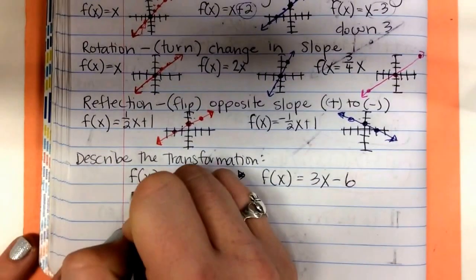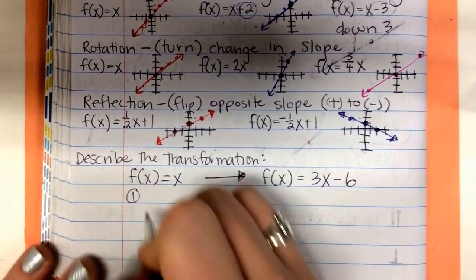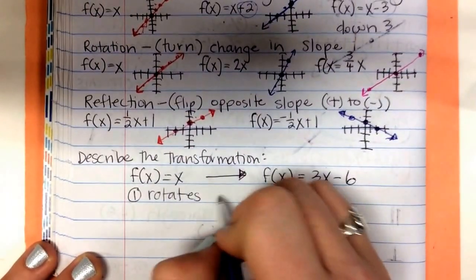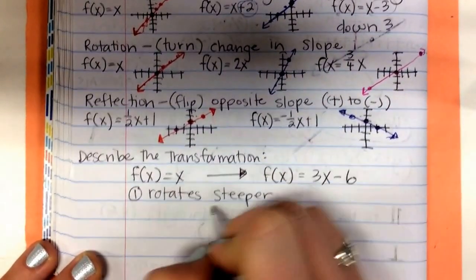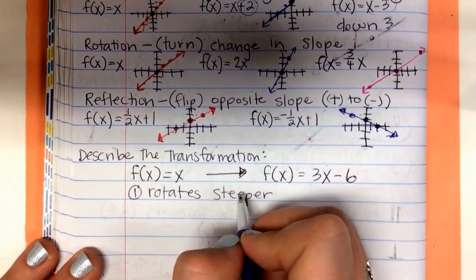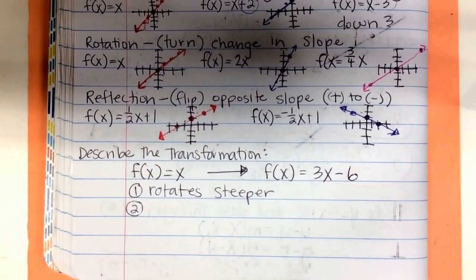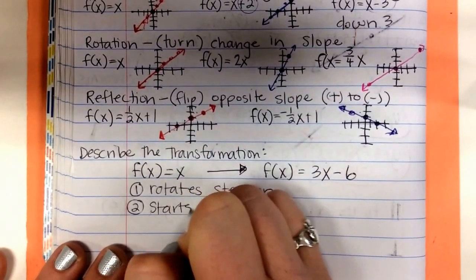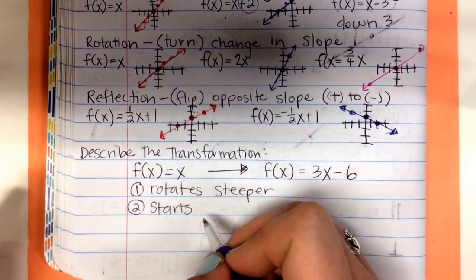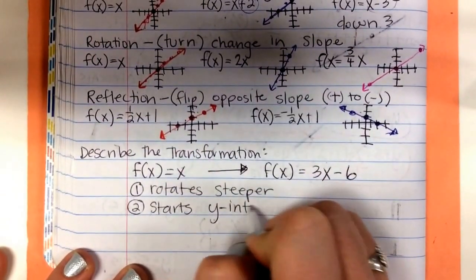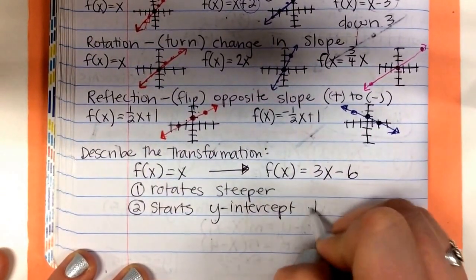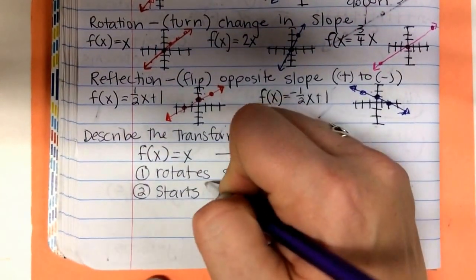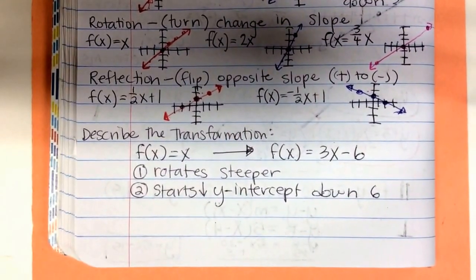Corbin, what's one thing that happens? It rotates. It rotates, right? And it's a big number, so it rotates steeper. You could leave that part out, but it rotates steeper. What else happens to that line? Parker? It starts lower. That's a bad word, but that's how we start graphing it. The y-intercept is down 6.